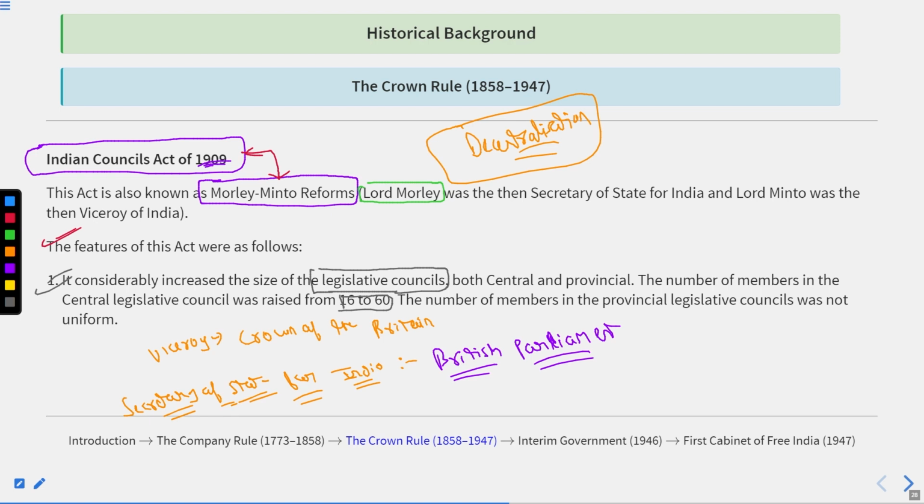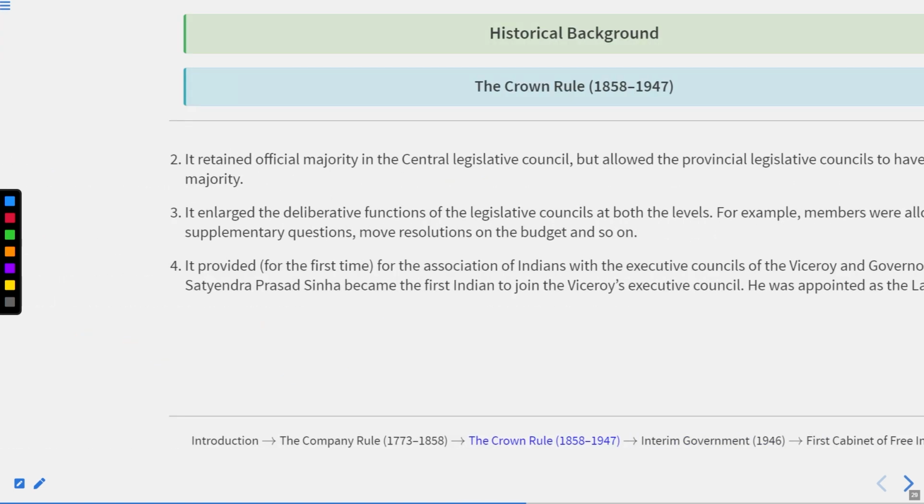The number of members in the provincial legislative councils was not uniform. Like if we talk about center, that center they increased uniformly 16 to 60. But when we talk about the provincial legislative councils, that was according to the size and according to the need and the demand of that time. So that's why there was a uniformity at center level, but there was no uniformity at the provincial levels.